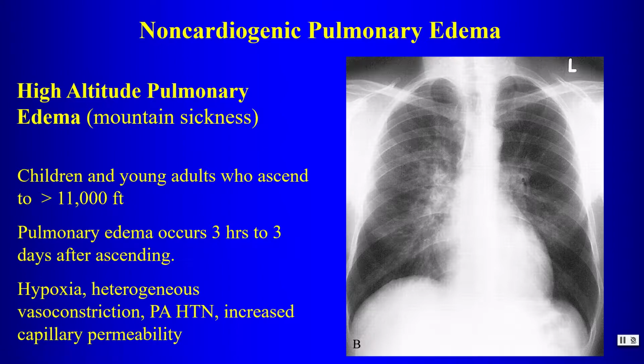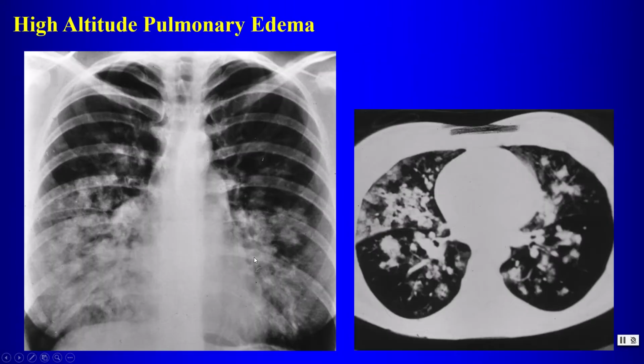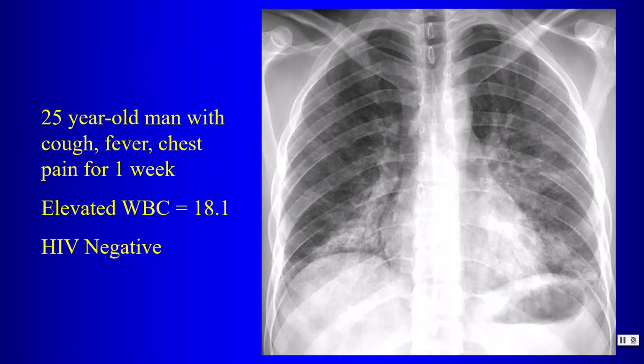This is associated with altitudes greater than 11,000 feet. So the pulmonary edema may occur 3 hours to 3 days after being within the high altitude environment. It is said that the hypoxia and heterogeneous vasoconstriction of the pulmonary vasculature results in pulmonary hypertension and increased capillary permeability. So here we have bilateral consolidations in this patient who developed mountain sickness. Another example here, bilateral consolidations, which we can see on the CT of high altitude pulmonary edema.